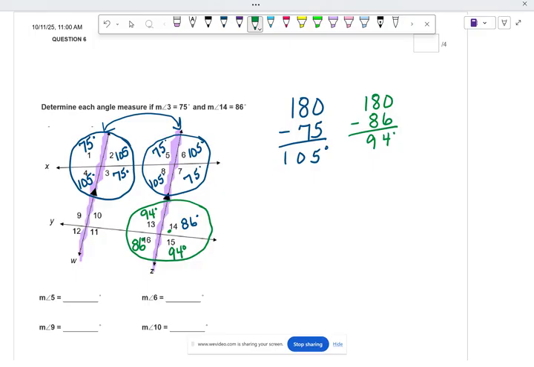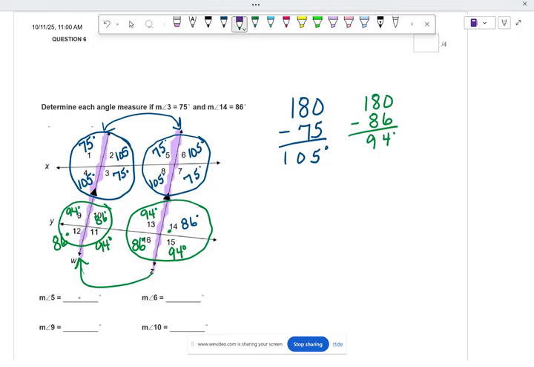We move from parallel to parallel, from purple to purple. So we're going to move these 4 angle measures over to angles 9, 10, 11, and 12. Angle 9 would be 94 degrees. 10 would be 86. 11 would be 94 degrees. And 12 would be 86 degrees. Now fill in your answers.